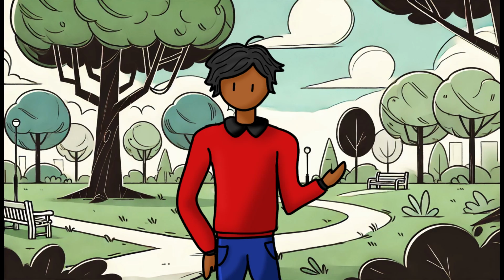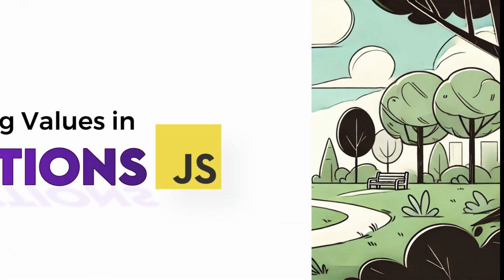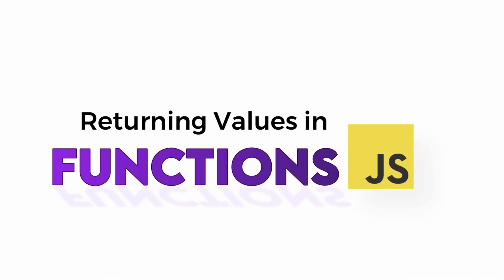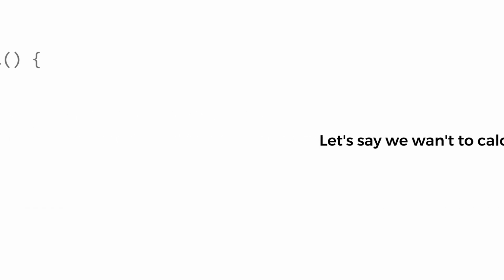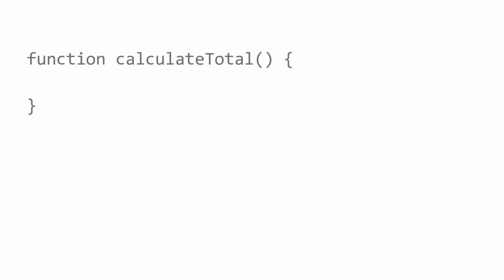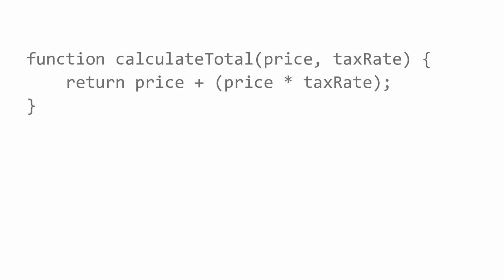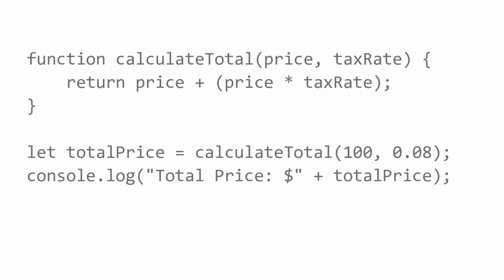But what if you don't want to always print the results? What if you want to return the value for later use? Let's say we want to calculate the price, say after tax. Let's create a function, calculate total. Here we are adding two parameters, price and tax rate, and we're returning price plus price times tax rate. Here we're adding a variable, total price, and assigning it to the function and adding some parameters. Here calculate total computes the total, and we store the result in a variable for future use.